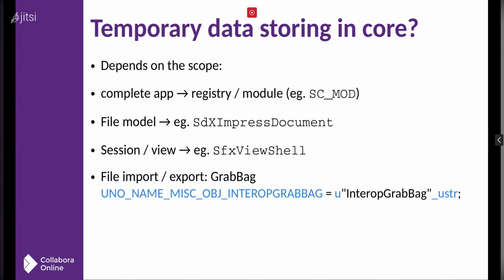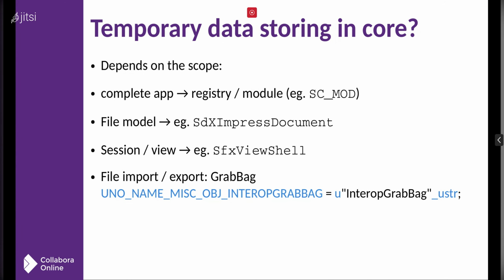We can also save something inside the file model. There are classes for every type of document, like here I have an example of an Impress document. And if we need something which is per view, per user, then the best place probably is something related to SfxViewShell, because that is the object which stores the information about the one view.